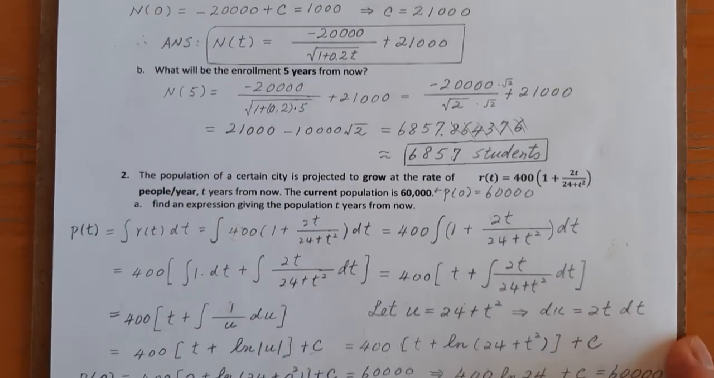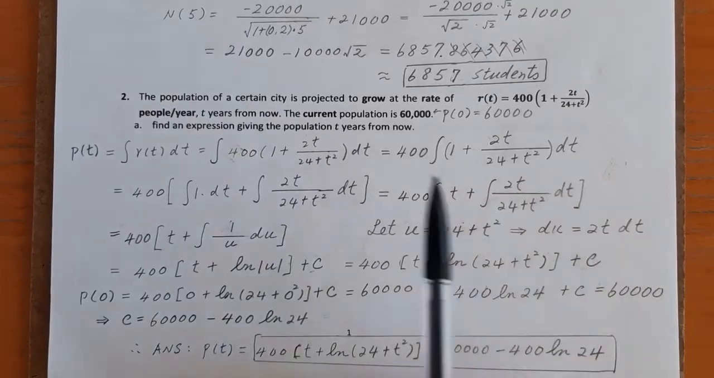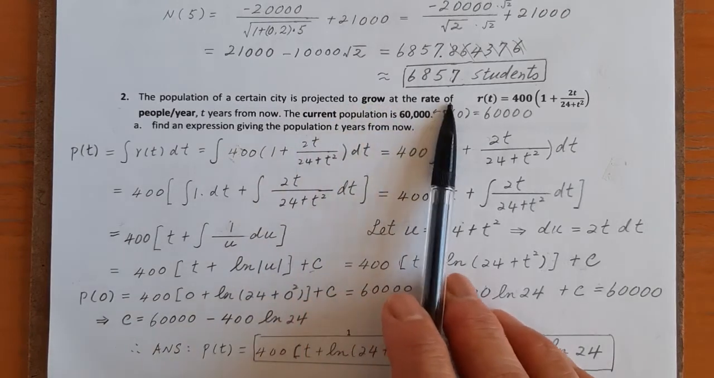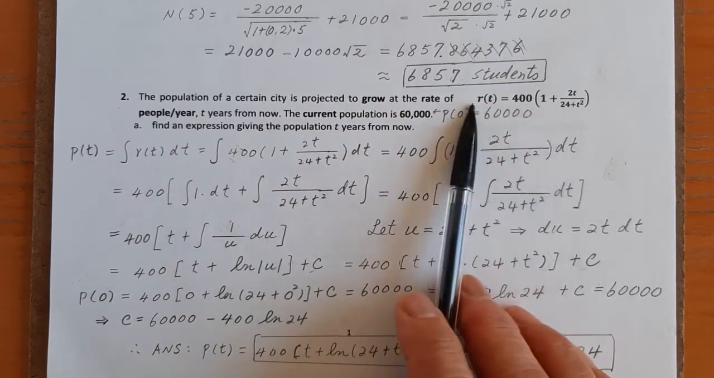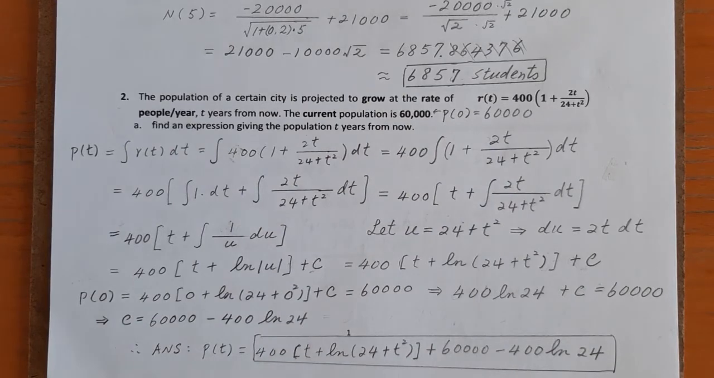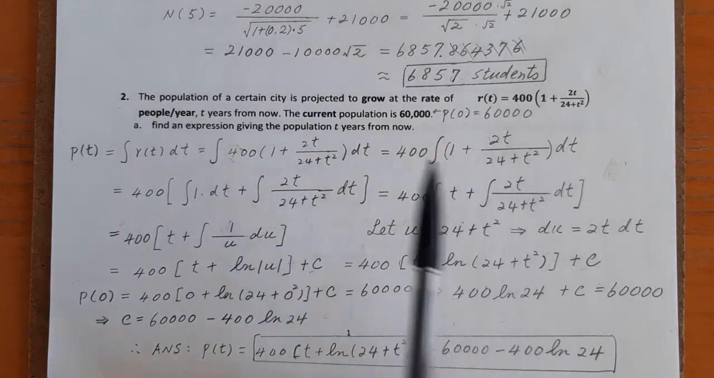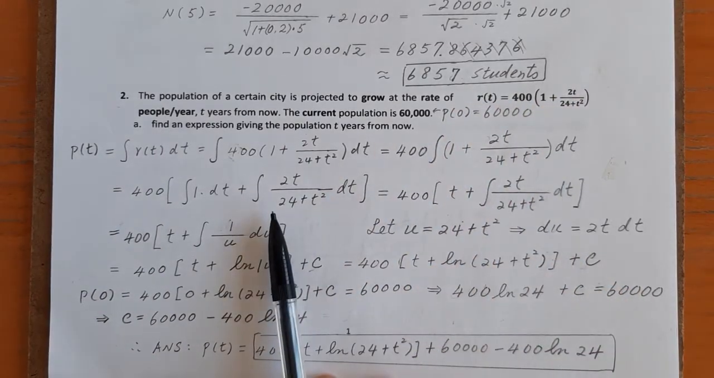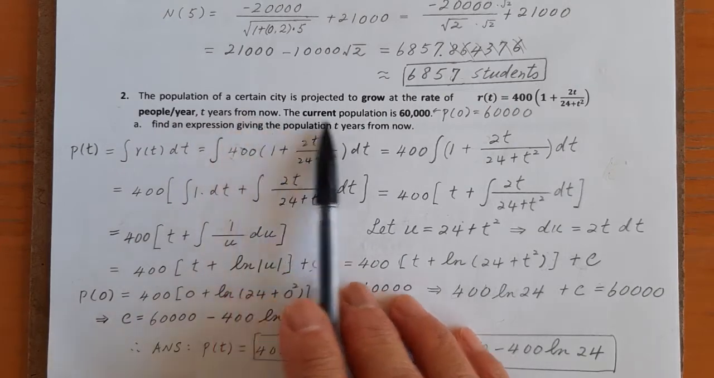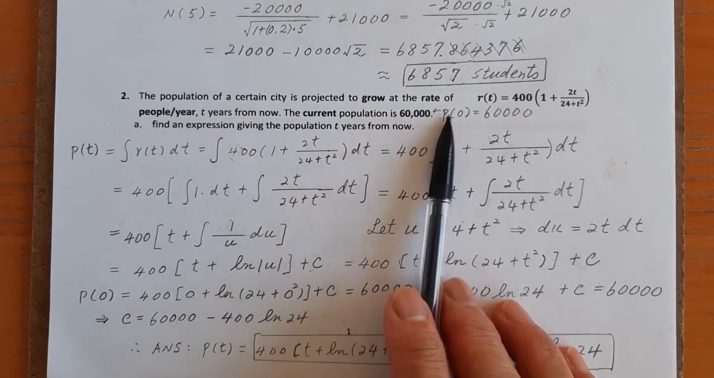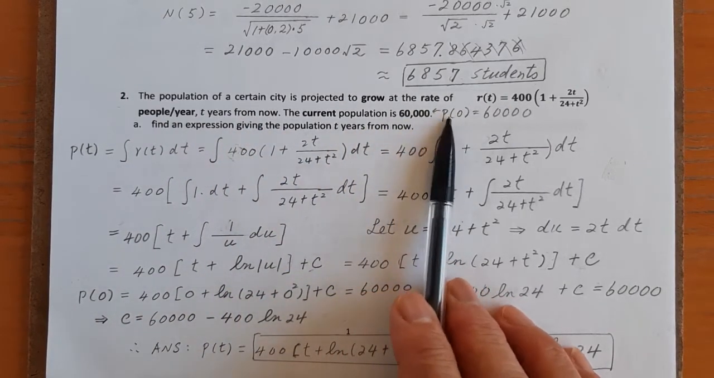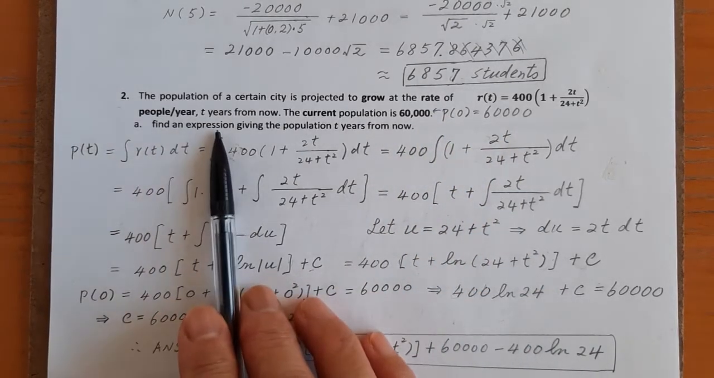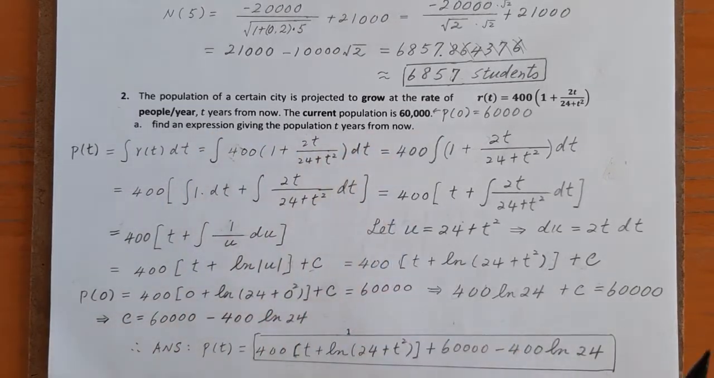Question 2. The population of a certain city is projected to grow at a rate. This is also a growing rate of population, how many people per year, R of t, t years from now. The current population, the population at t equals 0, is 60,000 people.